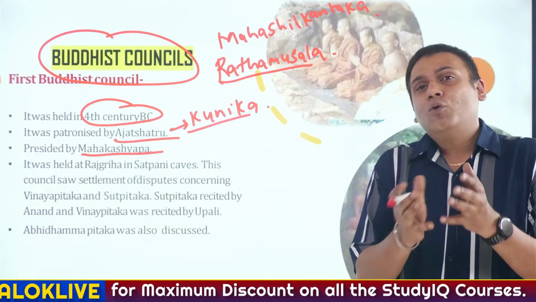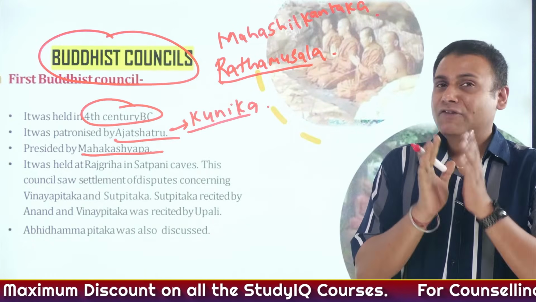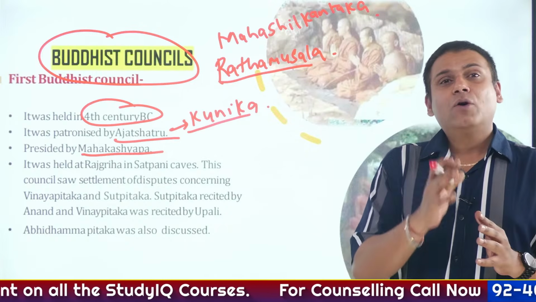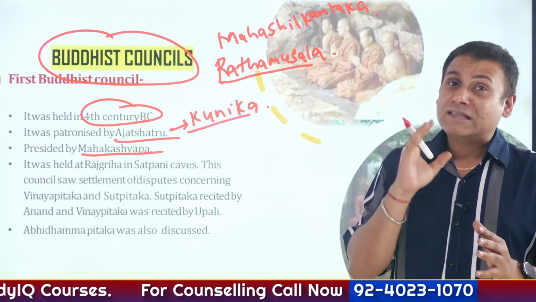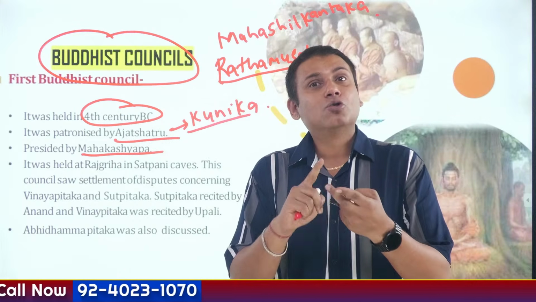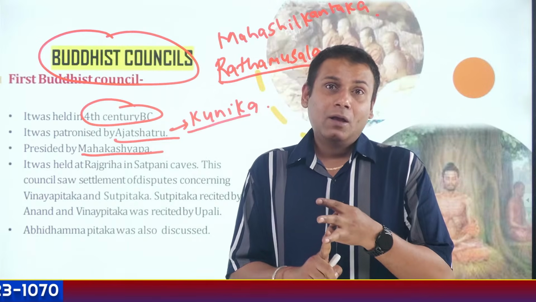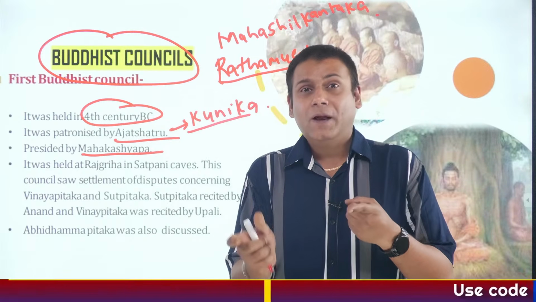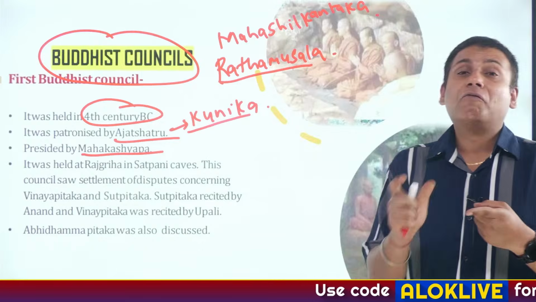So what was the outcome of the first Buddhist council? Just remember one important aspect: there was no compilation of the Tripitaka till now. Now there are three baskets of books: Vinay Pitak, Sutta Pitak and Abhidhamma Pitak. Vinay Pitak is a book on discipline, the discipline of monks and nuns.